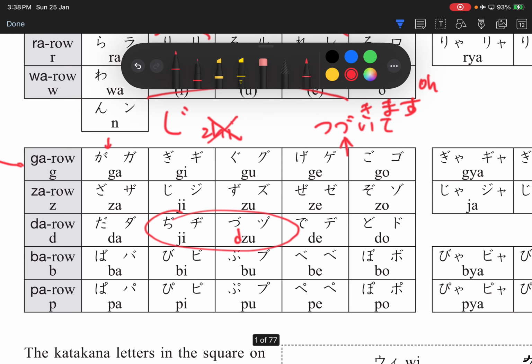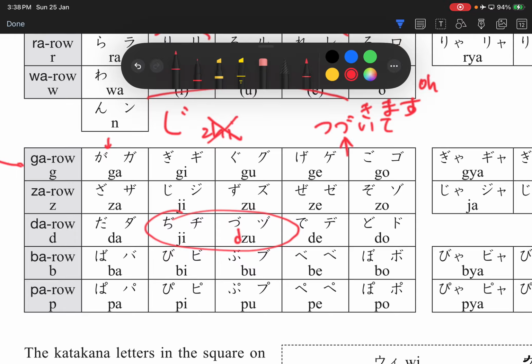Ba, bi, bu, be, bo. So the be in hiragana and katakana look the same, you can just write them the same. Although it looks a bit different, there's a slight difference, but just write them the same. It's okay. So that's the B row.